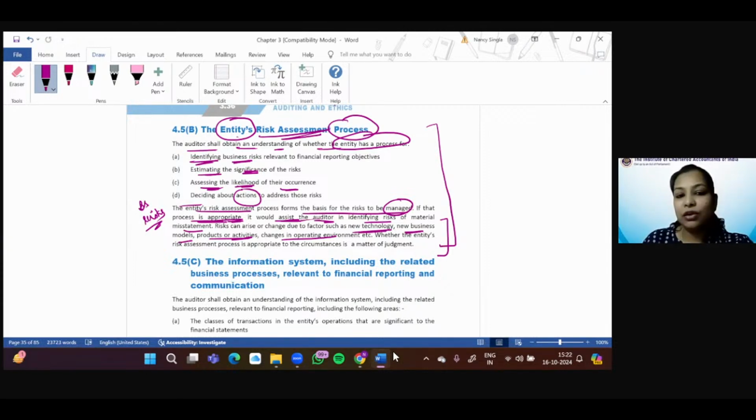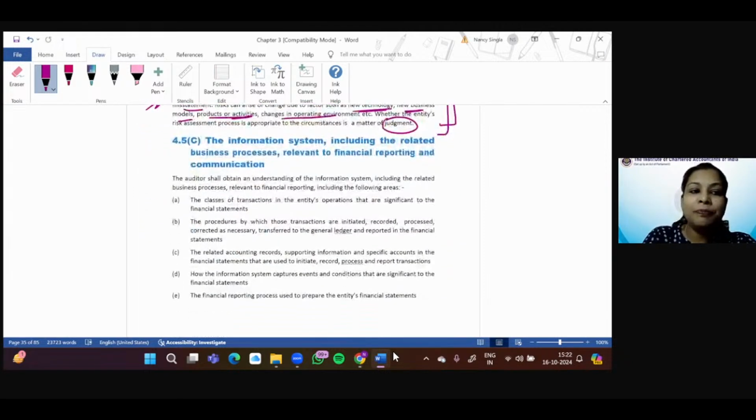So it is a matter of judgment whether the entity's risk assessment process is appropriate or not. Is it clear? So the first component of internal control is what? Control environment. And then we have the entity's risk assessment process. Don't get confused with the auditor's risk assessment process here. The work that the entity is doing will be the component of the internal control.